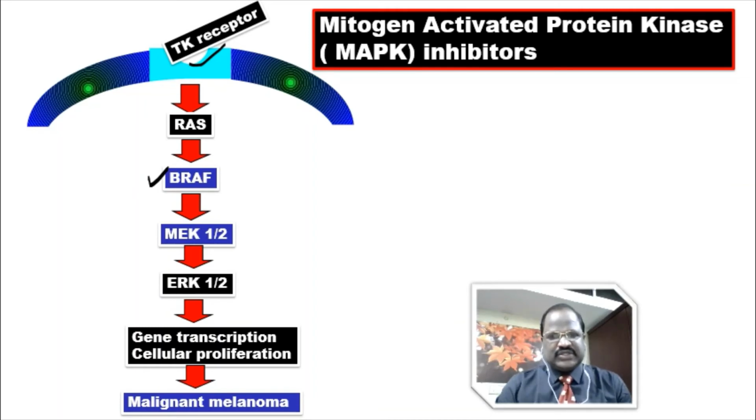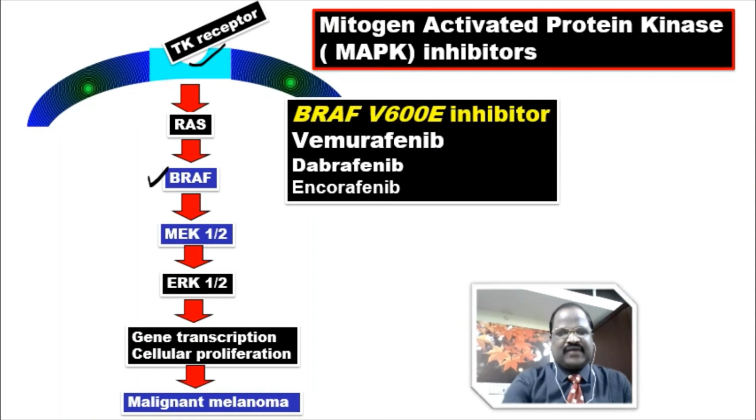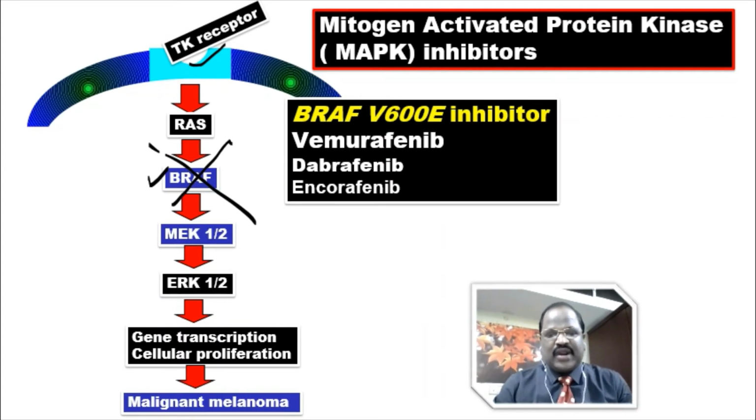So, to attack this, we have some drugs. One group of drugs is targeting BRAF. They are called BRAF inhibitors: vemurafenib, dabrafenib, and one more newer drug, encorafenib. All these three drugs act against BRAF and are useful for V600E mutation involved malignant melanoma. So, vemurafenib, dabrafenib, encorafenib are BRAF blockers useful for treatment of malignant melanoma.